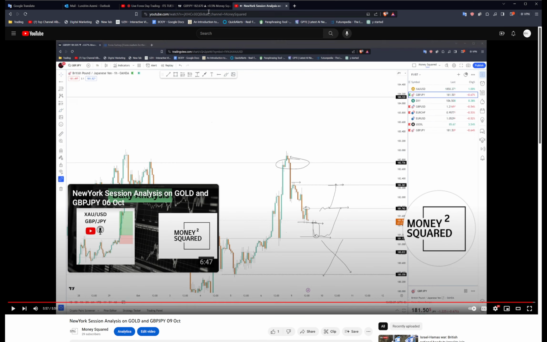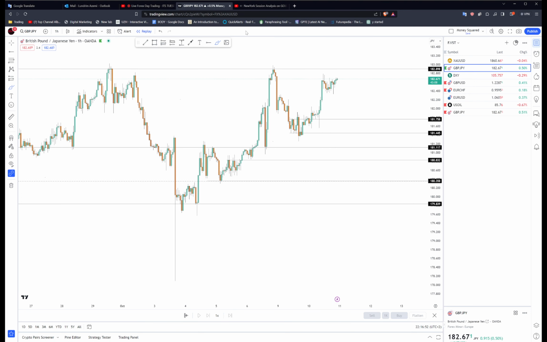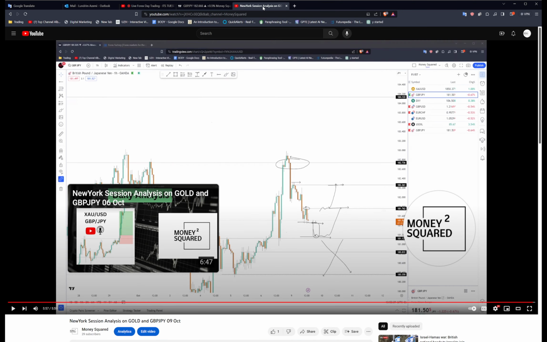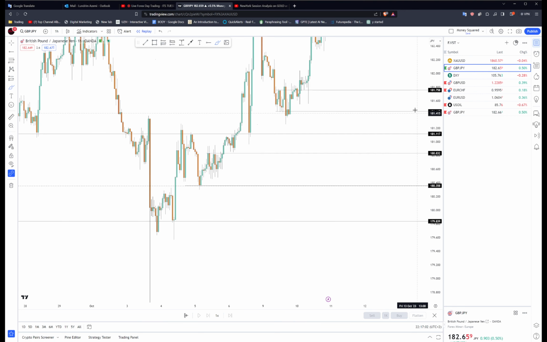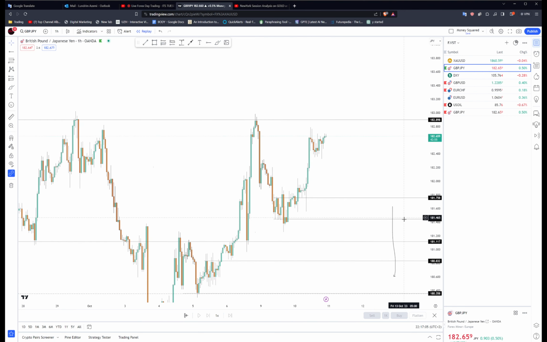So on GJ, let's go ahead and check. It was right over here when I made the video, and I said that, okay, we had this breakout candle here.